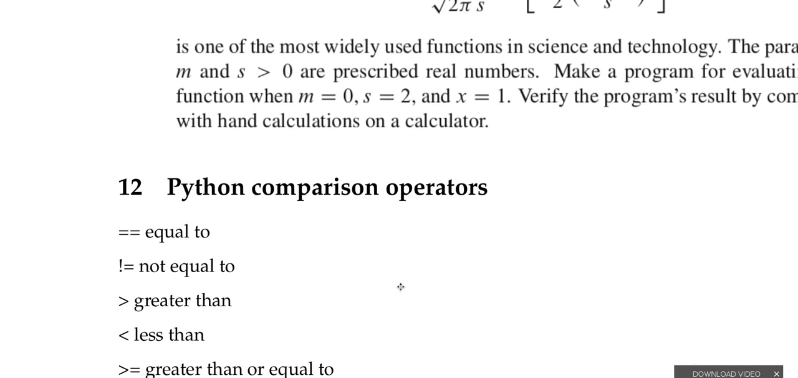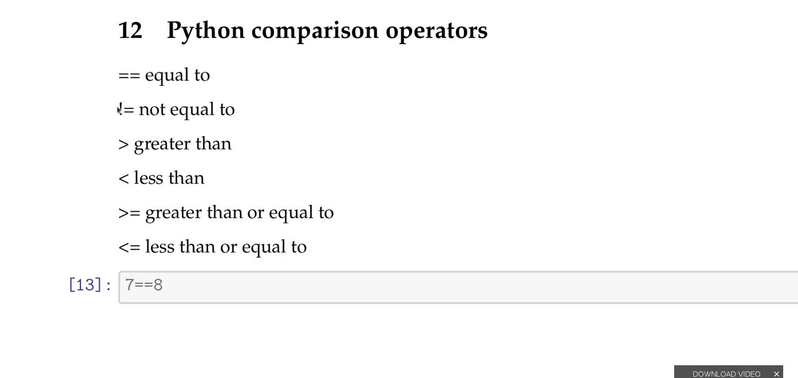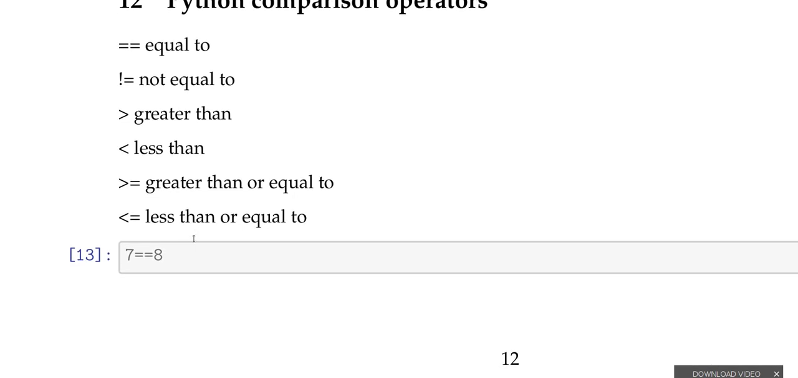So next is the Python comparison operators. Equal to, not equal to, greater than, less than, greater than or equal to, less than or equal to. You want to compare two numbers. We often need this when solving some physics problems. You want to compare two numbers or two variables. So you use this double equal sign for equal to.